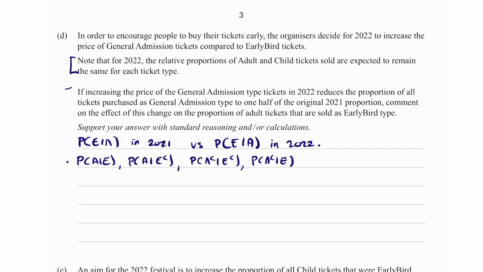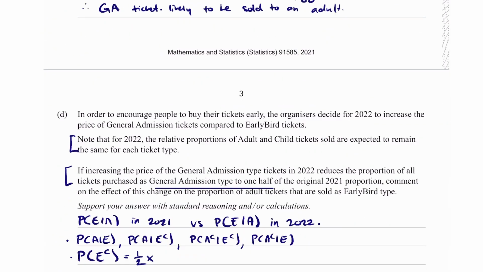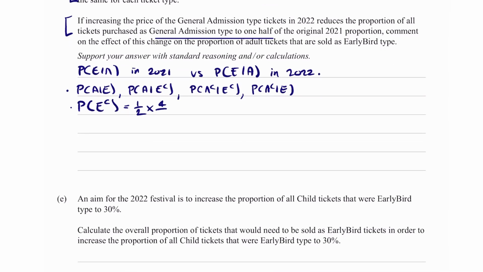However, the probability of E and the probability of EC are going to change because the GA type reduces by 1/2 of the original probability. So the probability of general admission, that's the probability of EC, is going to be 1/2 of what we originally calculated. So it was 4/5 before. So this is going to be 4 over 10, which is the same as 2/5.